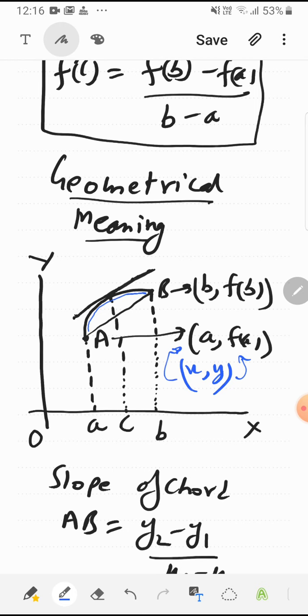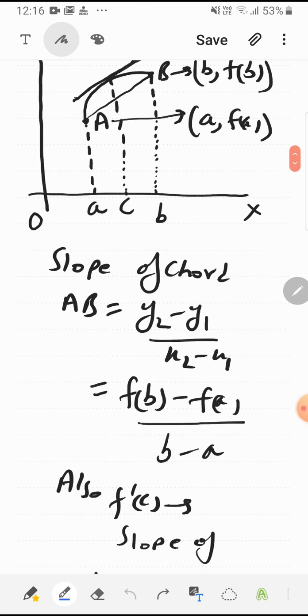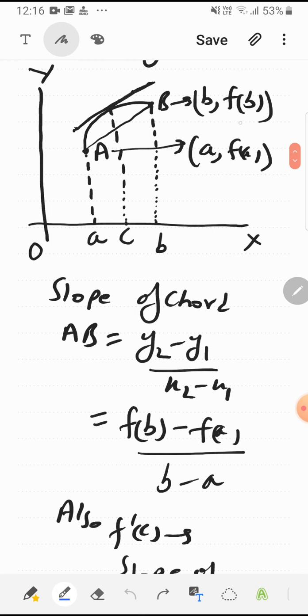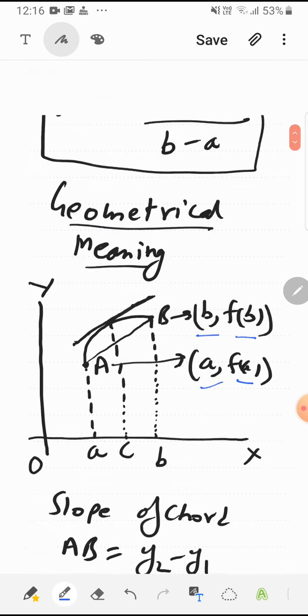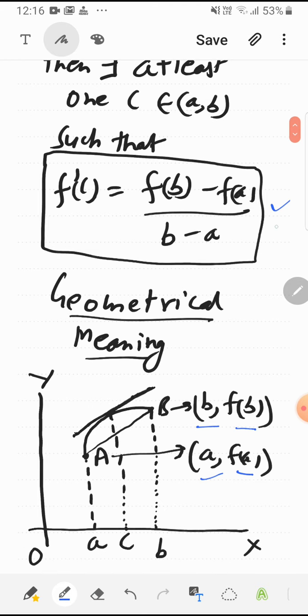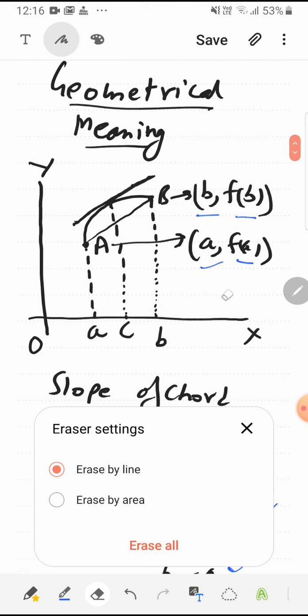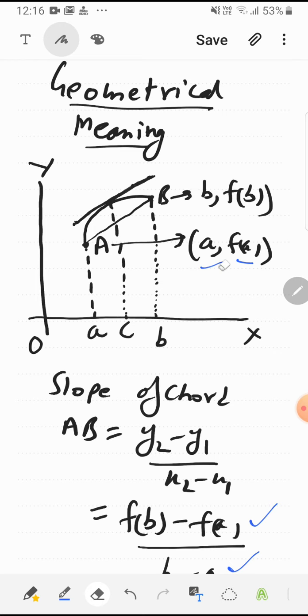So if I find the slope of line AB, then what is it? It is y2 minus y1 upon x2 minus x1, and from the graph I can see this is y2, this is y1. So this, the right hand side of the theorem, f dash c is equal to this, is actually representing the slope of chord AB.